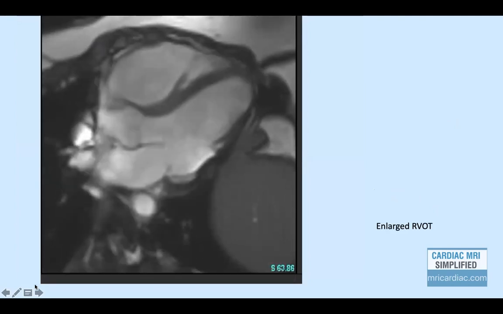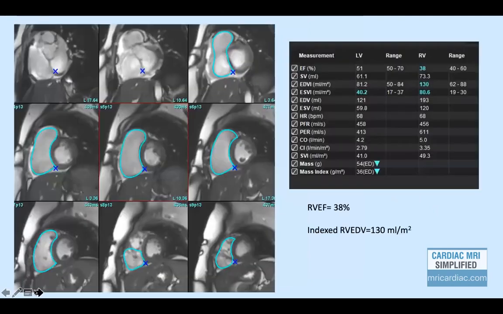3-chamber view of cardiac MR shows enlarged right ventricular outflow tract. RV function is also significantly reduced. It is 38%. So RV function is usually obtained either on 4-chamber or short axis views, and both the ways can be used.